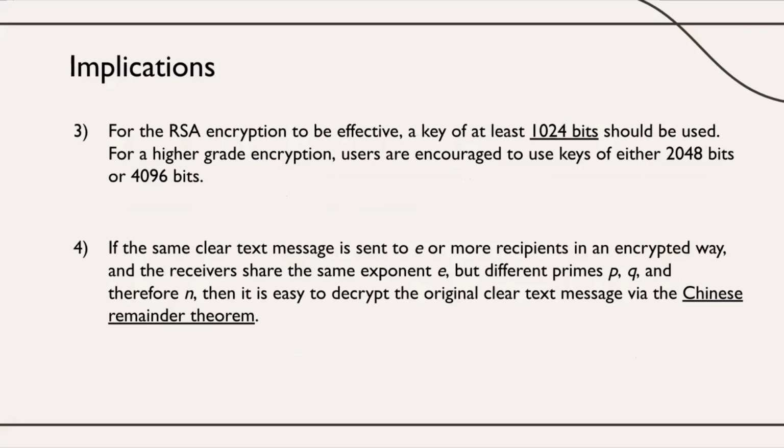If the same clear text message is sent to e or more recipients in an encrypted way, and the receivers share the same exponent e, but with different primes p and q, and therefore n, then it is easy to decrypt the original clear text message via the Chinese remainder theorem.